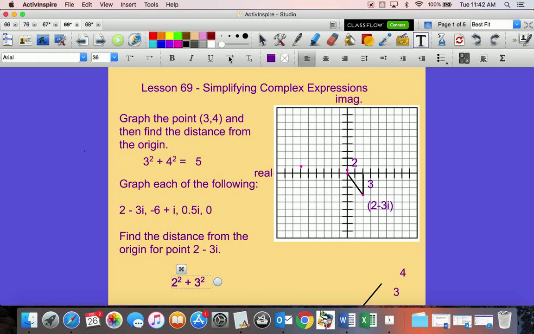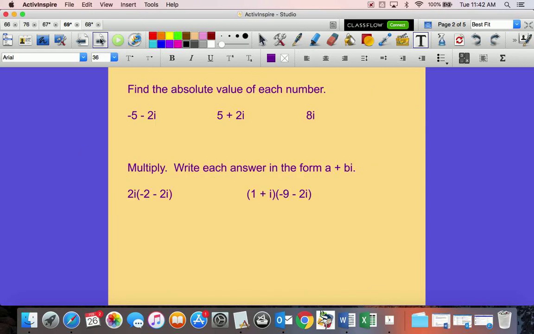So what we get for an answer is the square root of, well, 2 squared is 4, plus 3 squared is 9, 4 plus 9 is 13. So our answer is the square root of 13 here for the distance between the origin and this complex point there. Okay, so it's still the Pythagorean theorem when you graph it out.